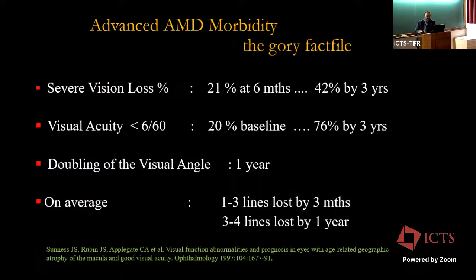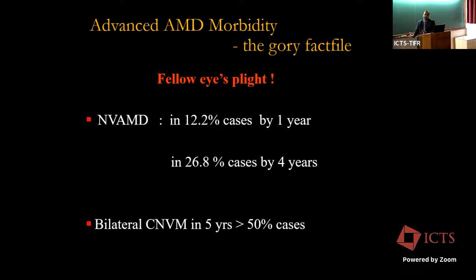And there's a doubling of the visual angle, which is the angle that an object you focus upon subtends on the retina. On average, 1 to 3 lines are lost by 3 months, and 3 to 4 lines by a year. So that's how serious things can be. And what about the fellow eye? If one eye has advanced neovascular AMD, 12.2% of fellow eyes will be affected by 1 year, and 26.8% by 4 years. And more than half the cases will have choroidal neovascularization in 5 years.